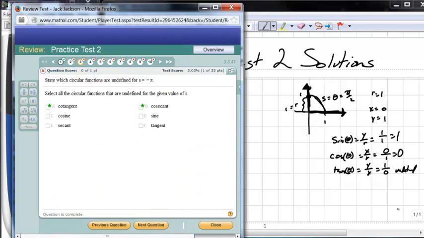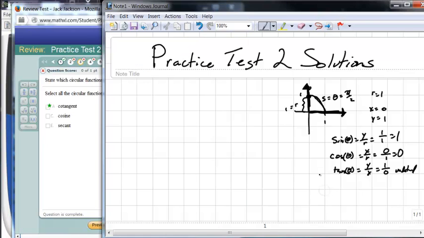Next question. State which circular functions are undefined for negative pi. Okay, so an angle of negative pi would rotate this way to here. So that's the angle of negative pi. For example, we could land at the point r equals 1, x equals negative 1, y equals 0. The ones that are going to be undefined are the ones where you're dividing by 0, and here you're dividing by y. None of sine, cosine, and tangent divide by y, so they are going to be defined.